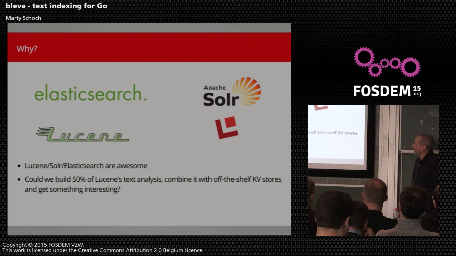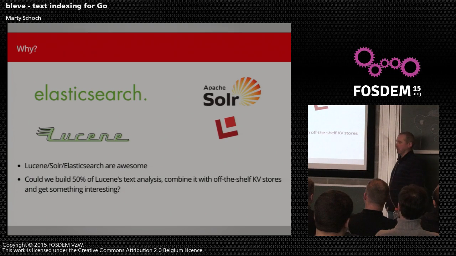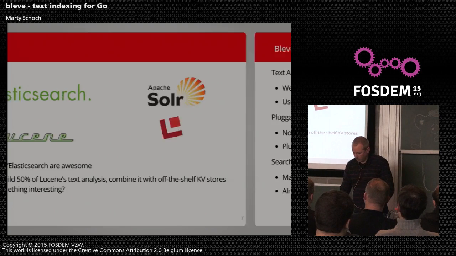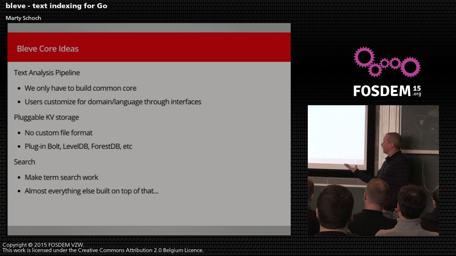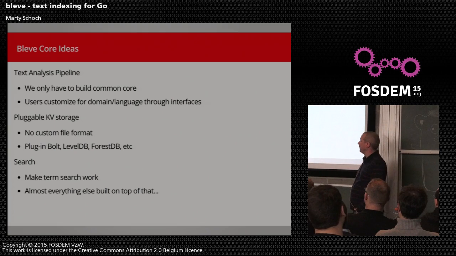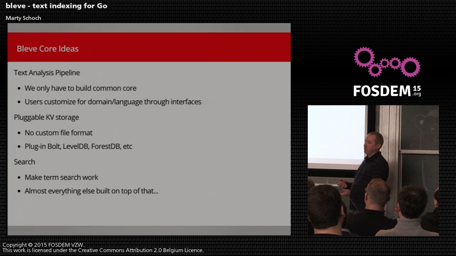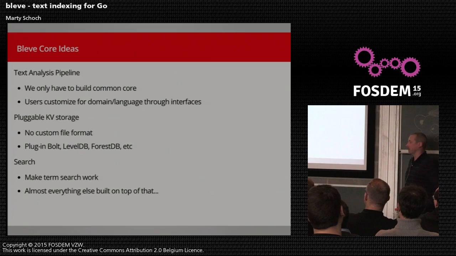So we really started asking ourselves the question, could we build 50% of Lucene's text analysis, pair that with some off-the-shelf KV stores, and maybe something interesting comes out of that. And so that's really the experiment we pursued. That led to these four core ideas. One, there's this text analysis pipeline, and the idea is, we just have to build the most important pieces first. If we get the interfaces right, users will come along and say, hey, we need this other stemmer or something. And if we get the interfaces right, it's easy for them to contribute that and then add that to the ecosystem.